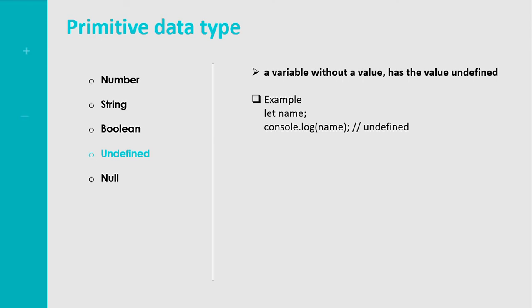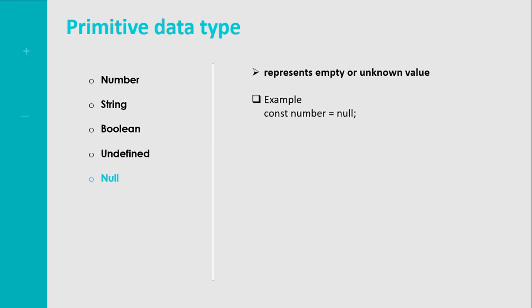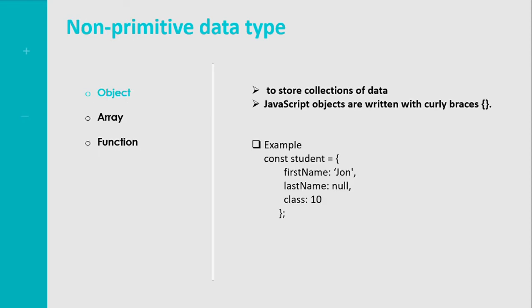Then undefined. The undefined data type represents a value that is not assigned. A variable without a value has the value undefined. Then null. In JavaScript, null is a special value that represents an empty or unknown value. Then non-primitive data type. Object.